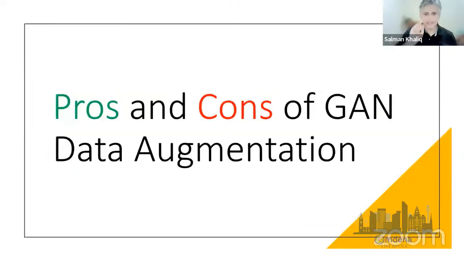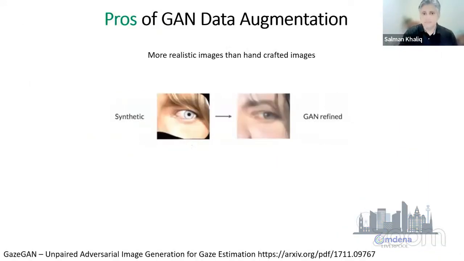So now, some pros and cons of data augmentation. First one, simple, more realistic images. This is the first example that I gave you. This is one of the images from it. So synthetic is the hand drawn, and you are getting a realistic version of it. So that is something good.